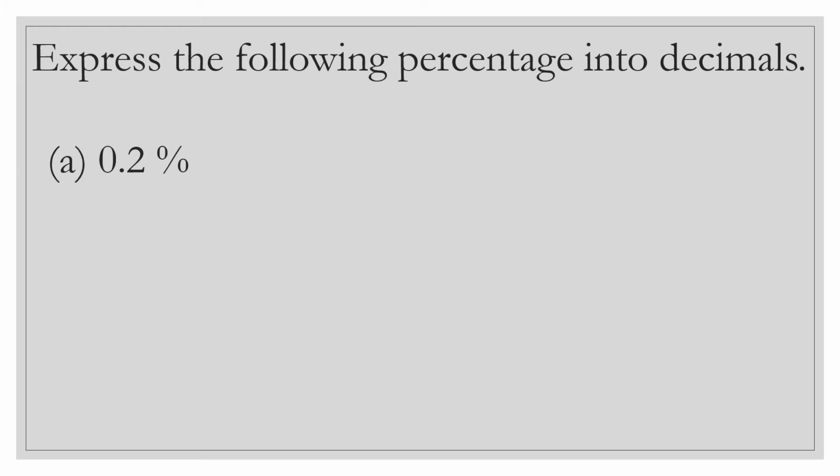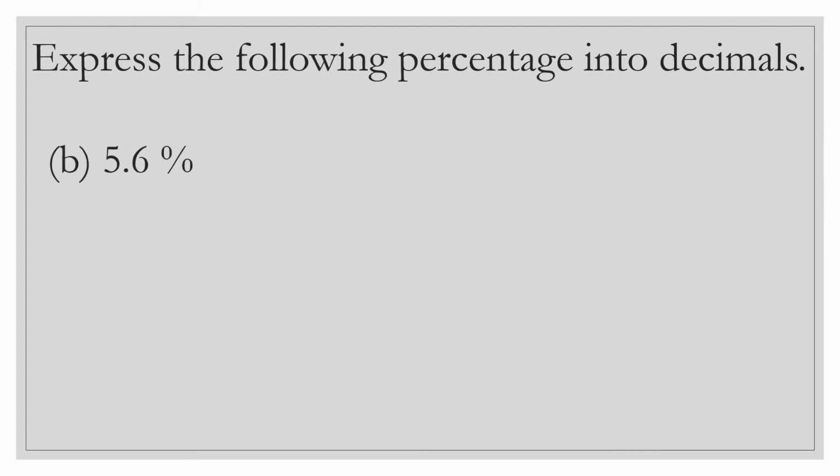Let us solve one more question. Express the following percentage into decimals. Question number A, 0.2%. First, write it in fraction form. That is 0.2 upon 100. See, 100 have two zeros and we know that if we divide any decimal number by 100, decimal point shifts 2 places to the left. So the answer is 0.002.